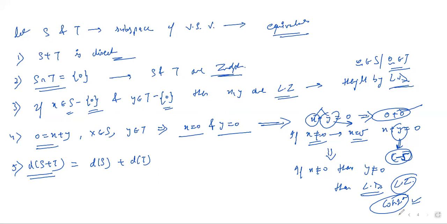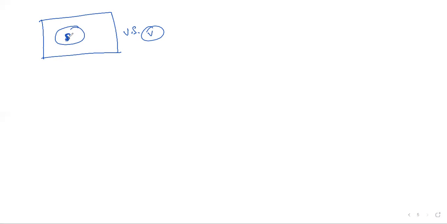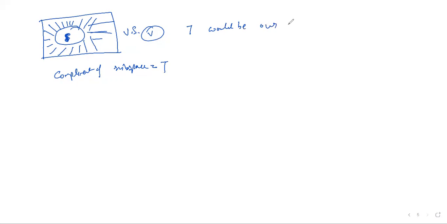Now let's see. Let's say this is my vector space V, and this is its subspace S. Now there exists a complement of this subspace S. This area is the complement of subspace S. This is our subspace S, and this is its complement, which we define as T. So T would be the complement of S if S plus T forms the vector space.